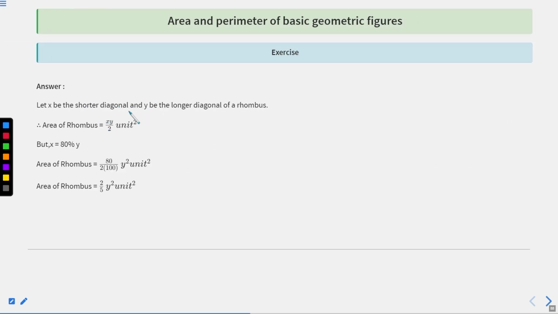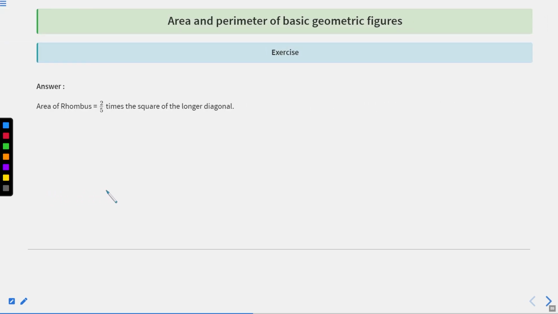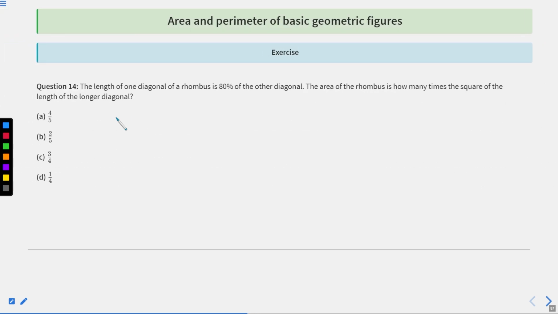Let x be the shorter diagonal and y be the longer diagonal. So area of rhombus will be x into y upon 2. And the relation between x and y is known to us. So x is 80% of y. So the area of rhombus will be 80 upon 100 into y square by 2. So the area of rhombus is 2 by 5 y square. So the area of rhombus is equal to 2 by 5 times the square of the longer diagonal, and that is what we wanted to compute. So the option number B is correct here.